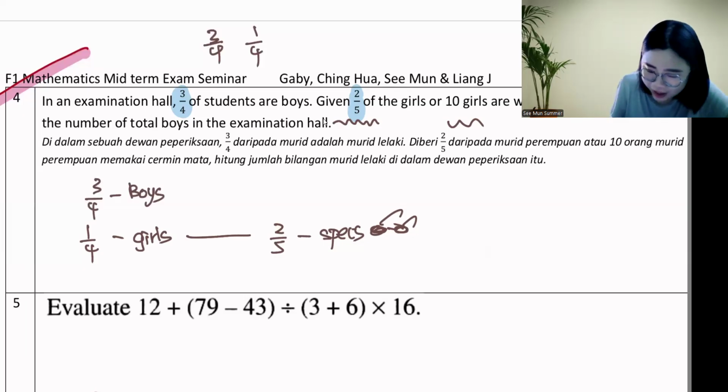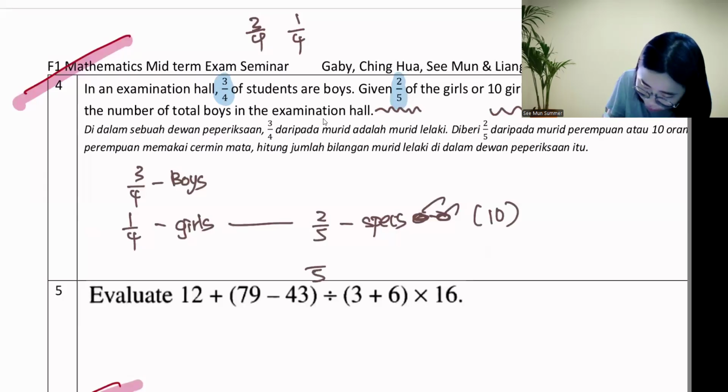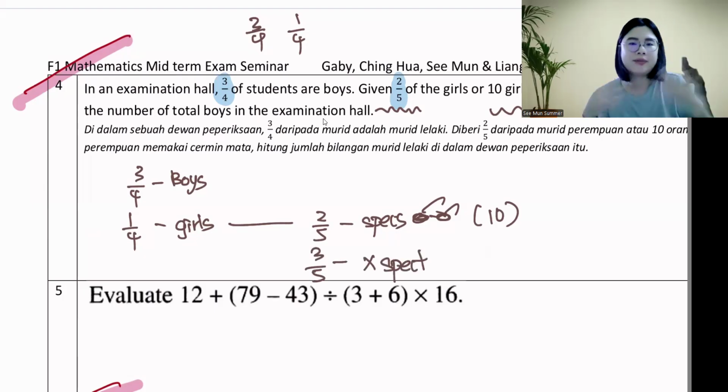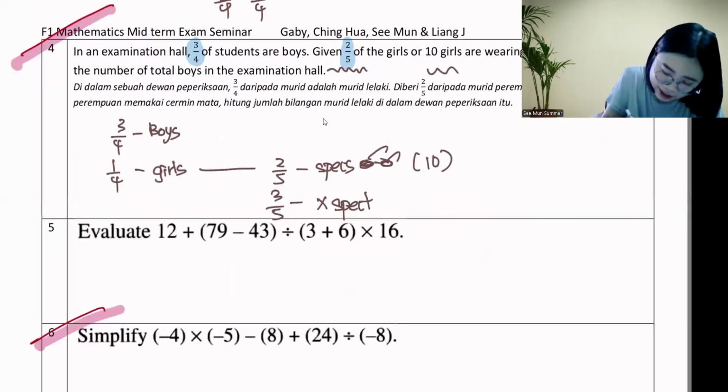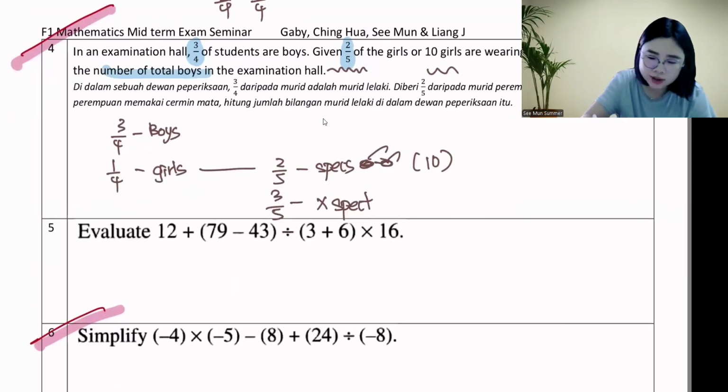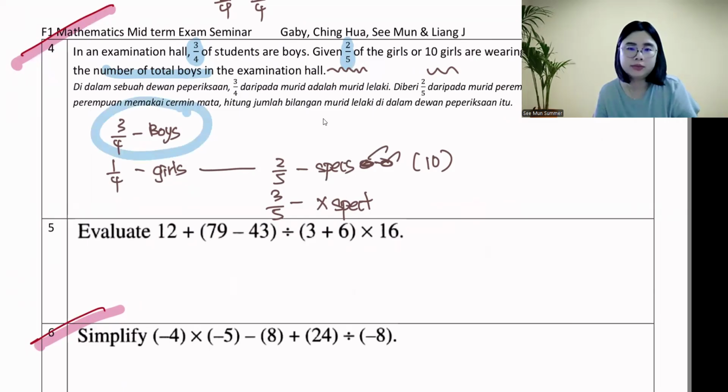Okay, now they give you the amount, which is 10. Oh, interesting. Okay, understand? So you also can write 3/5 is no specs. So fraction is always at the other side. Okay, so now what are they going to ask? They say, the number of boys in the examination. Now they're asking, how much is 3 over 4? How do I find the answer? Think about it. So this is the question.